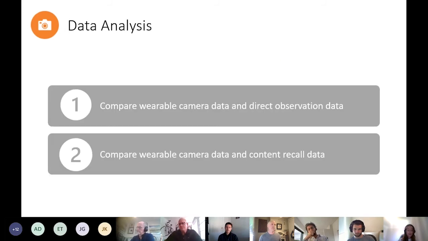So I'll compare the wearable camera data and the direct observation data. Each method will record the type of device being used, the location, the social environment, and other related behaviours such as eating. I will then compare the wearable camera data with the content recall data.